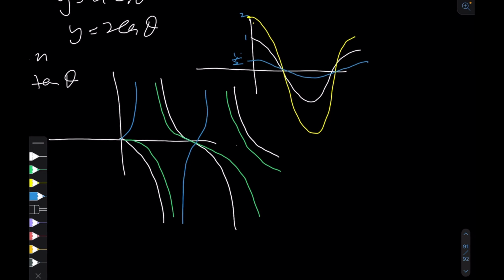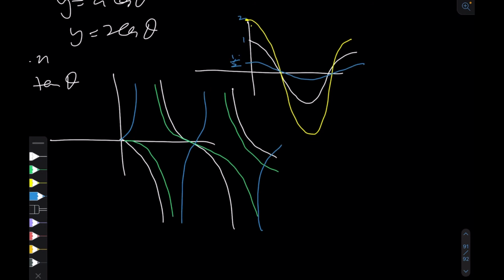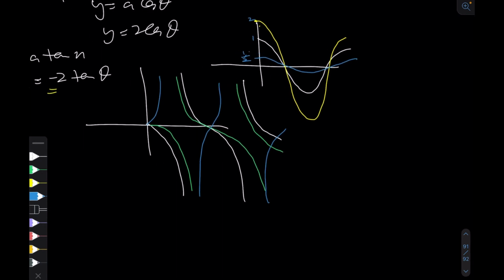A lot of graphs. They're drawn much better in your notes. Right, moving on.